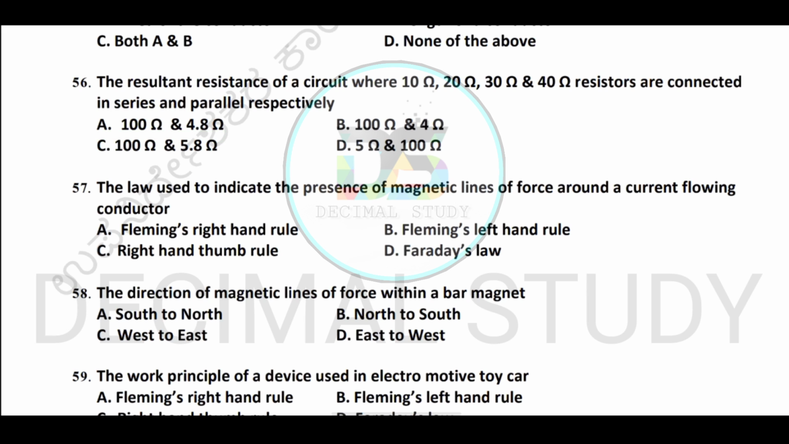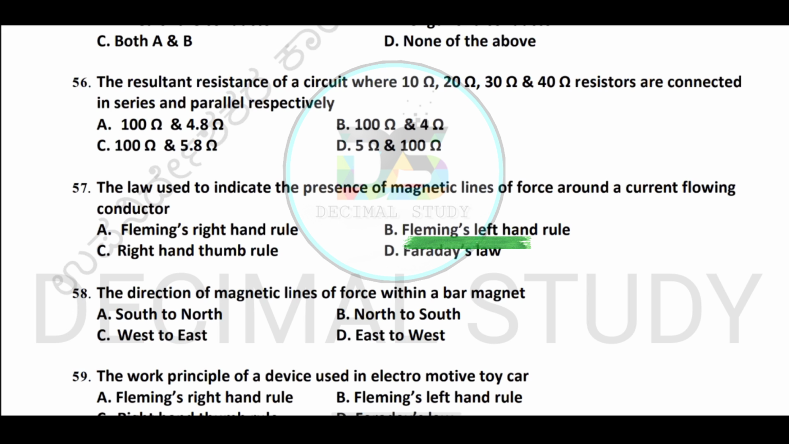Question number 57. The law used to indicate the presence of magnetic line of force around the current flowing conductor. Options are: Fleming's right hand rule, Fleming's left hand rule, right hand thumb rule, Faraday's law. The right answer is option B, Fleming's left hand rule.